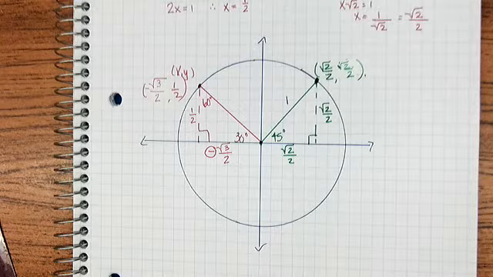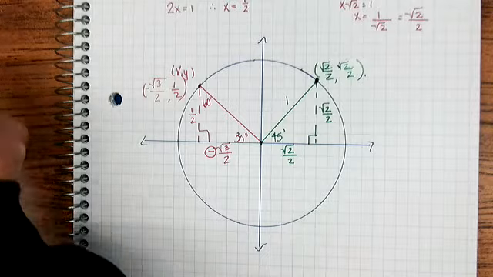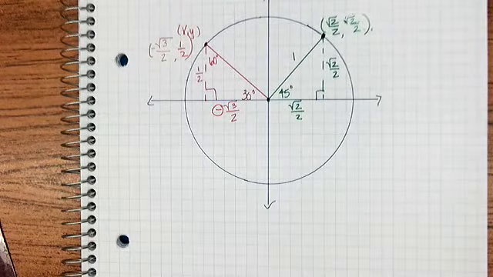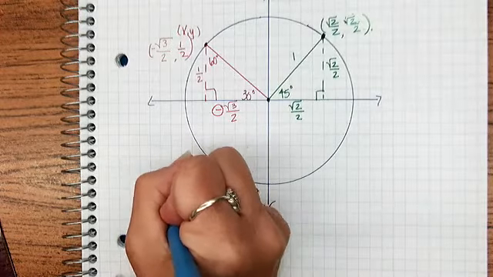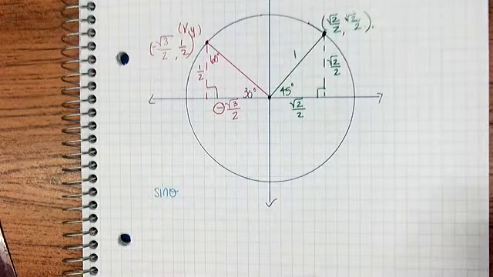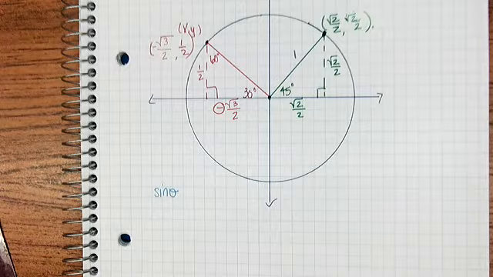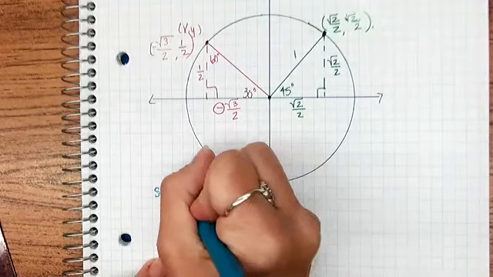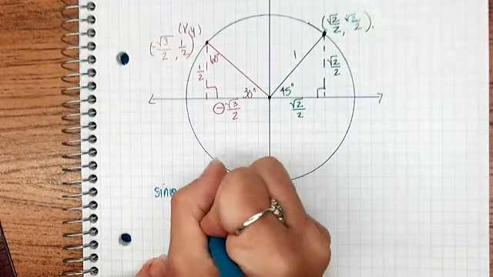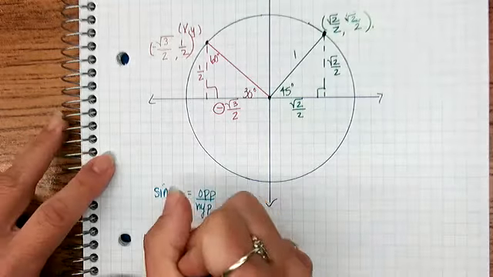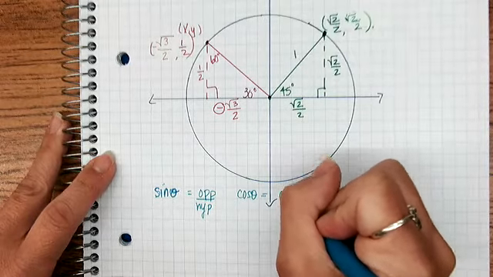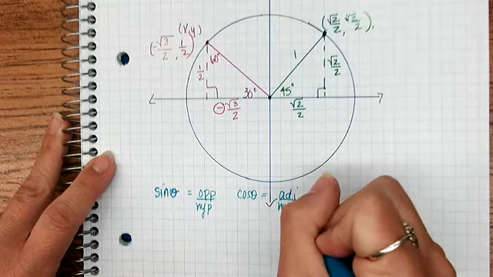Let's talk about SOHCAHTOA. So you learn SOHCAHTOA, and you have the sine of some angle, and we're going to use theta now. We're always going to use theta, no more x and y. The sine is the opposite over the hypotenuse. And the cosine is the adjacent over the hypotenuse.